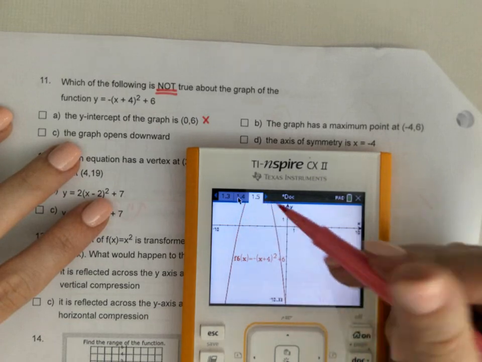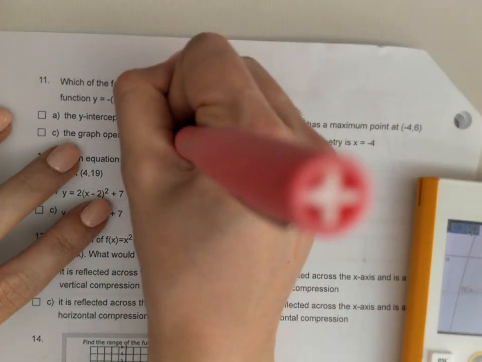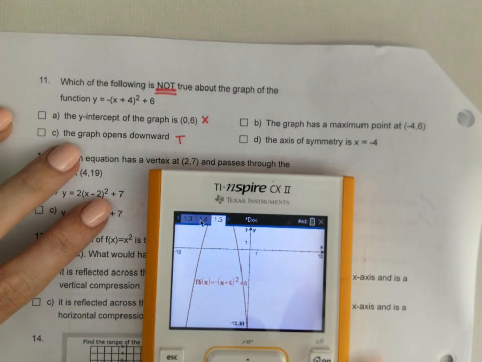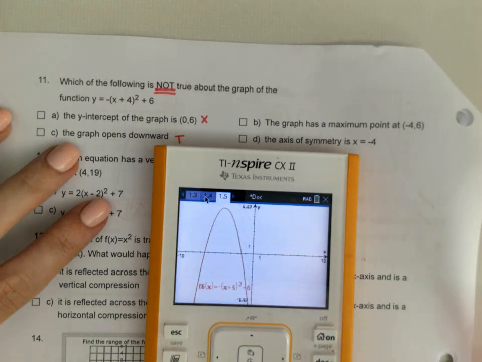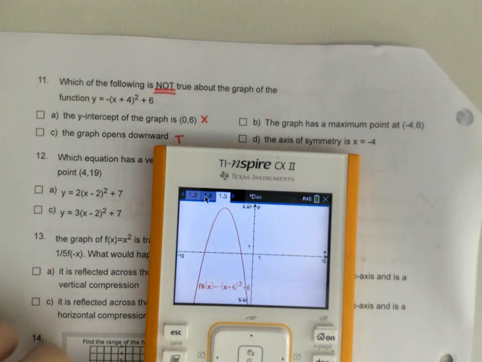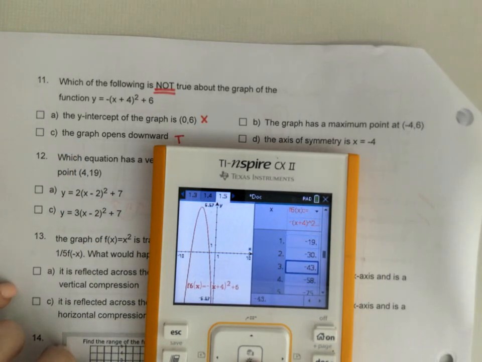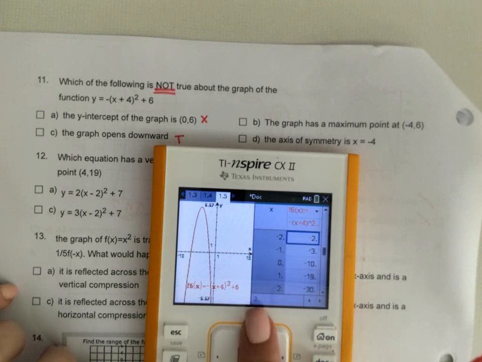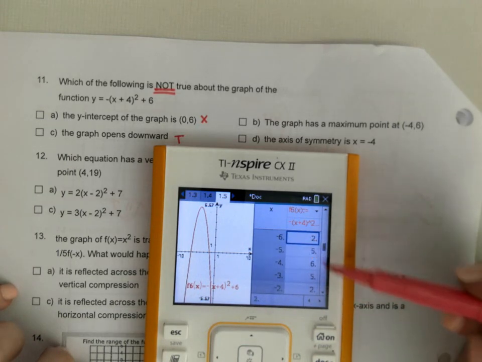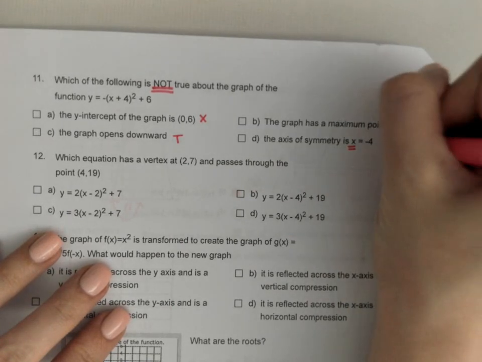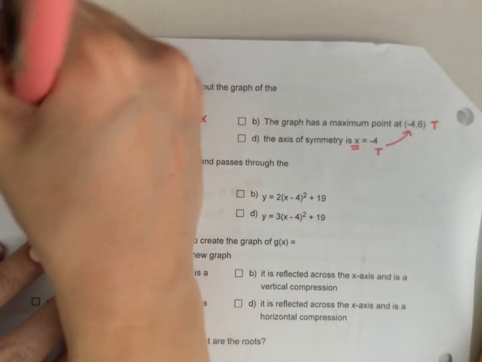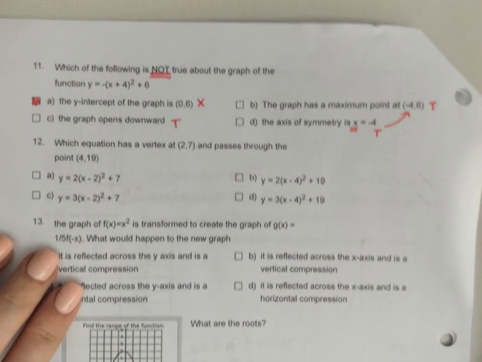The graph opens downwards. Yep, that goes down. This is true. The graph has a maximum at negative 4, 6. Let me change my window. Menu 4, 5. Okay, that is a maximum. And to tell where it's at, if I do Control T, 2, 2, 5, 5. Yep, that vertex is right there at negative 4, 6. So this is true. So that means the axis of symmetry is x equals negative 4. That is also true. So A is the only one that is not true.